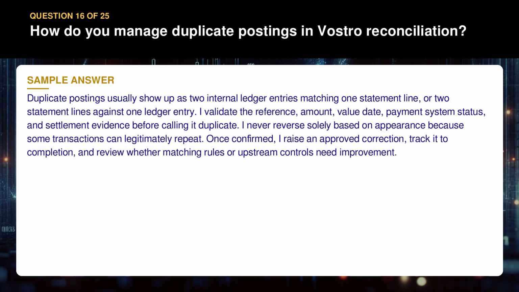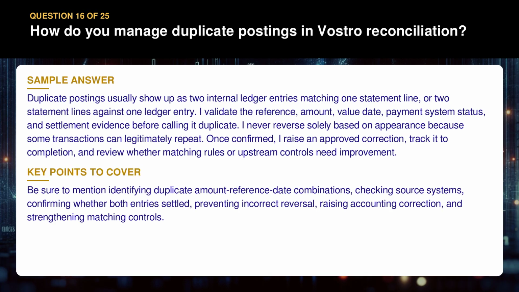Once confirmed, I raise an approved correction, track it to completion, and review whether matching rules or upstream controls need improvement. Be sure to mention identifying duplicate amount, reference, and date combinations, checking source systems, confirming whether both entries settled, preventing incorrect reversal, raising accounting correction, and strengthening matching controls.